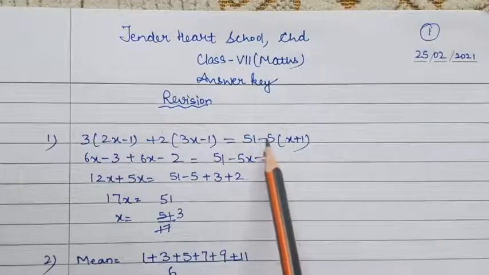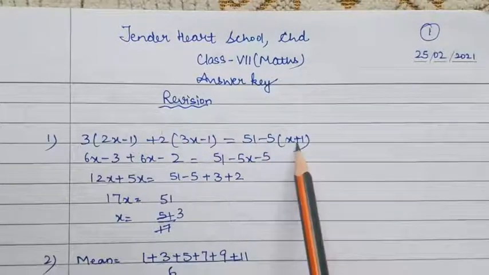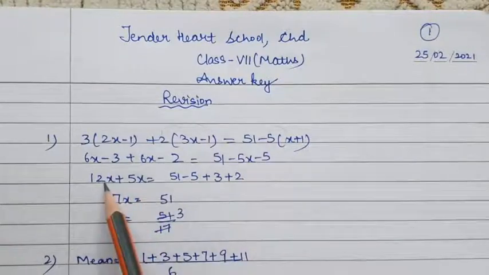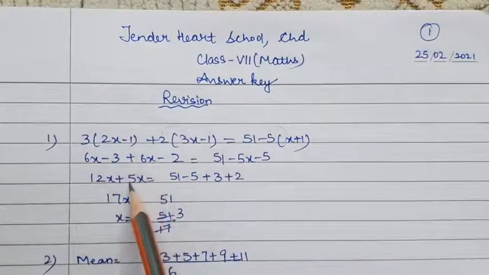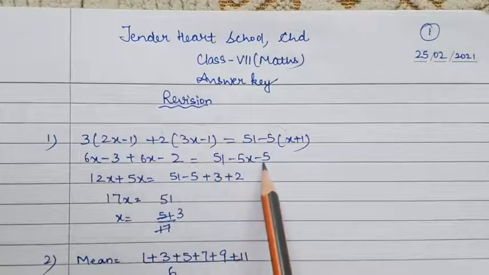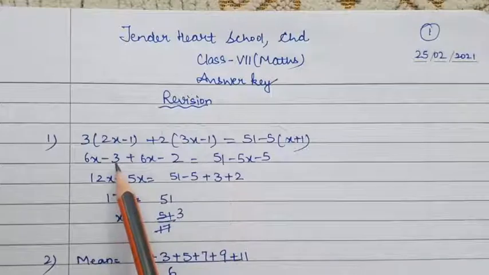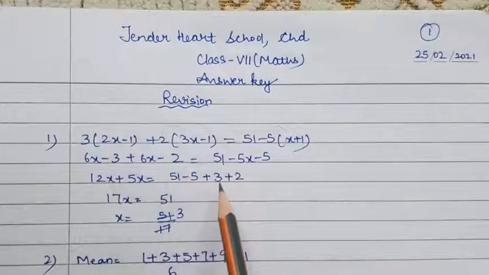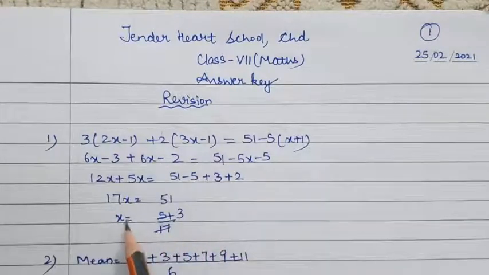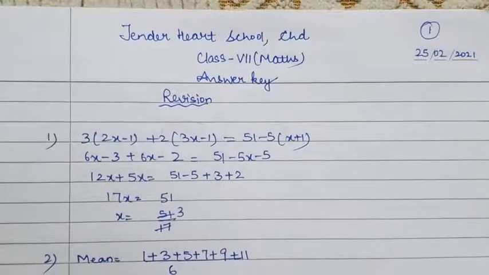Since there is a negative sign, we will change this sign. So we get 12x + 5x = 51 - 5 - 3, and -2 will get shifted and become positive. So on simplification we get the value of x = 3.